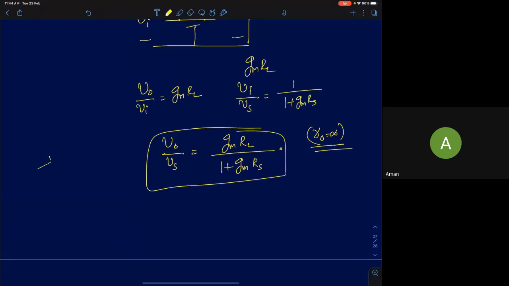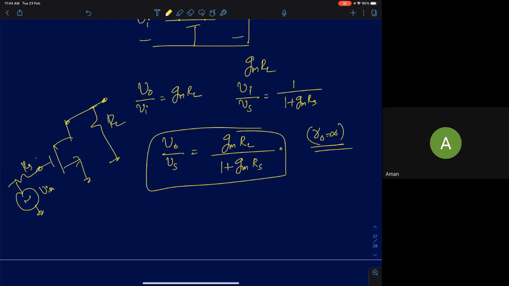Now let's compare this with a common source amplifier. In a common source amplifier, if I had a load resistance RL and I connected a source resistance here, does the voltage gain depend on Rs in this case? In a common source amplifier? No, right? It has no dependence. The voltage gain was just minus gm into RL. But here if you see, there is a huge dependence on Rs.